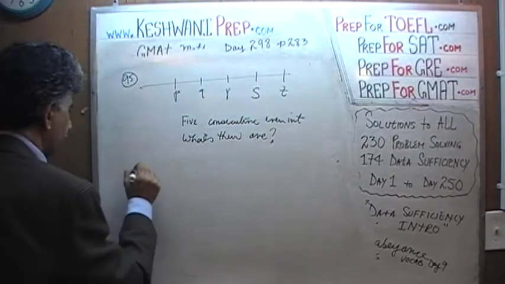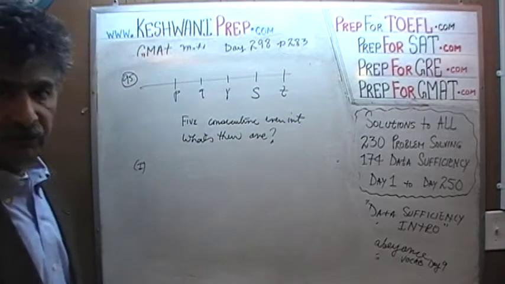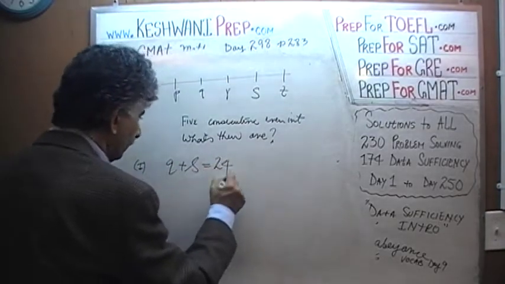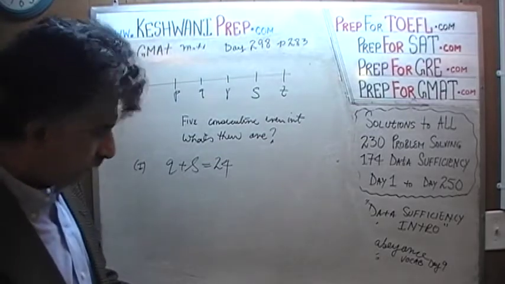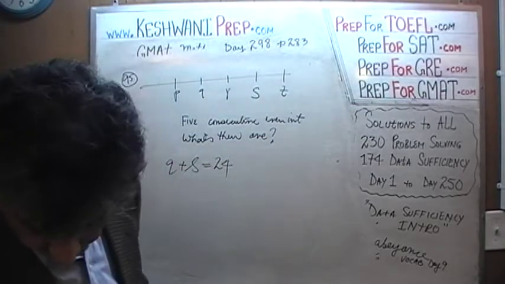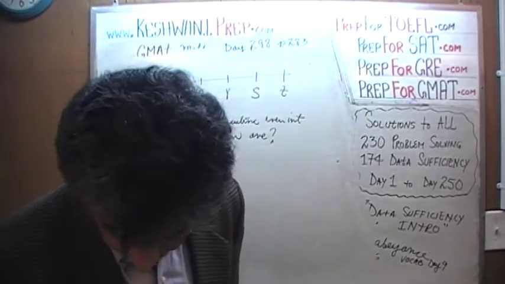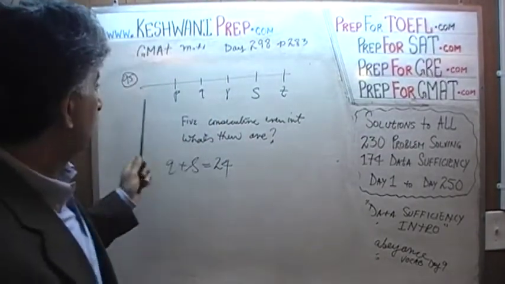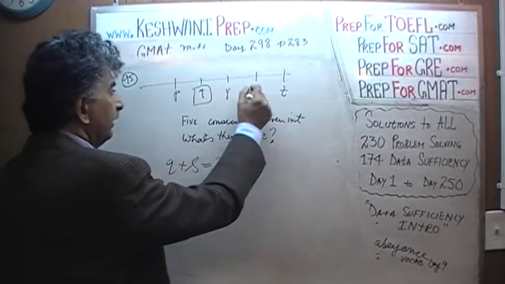Let's see what they tell us. In the first statement, they tell us that Q plus S equals 24. Are they really? That can't be that simple. Q plus S equals 24. I just want to double check. That's exactly what they tell us. Actually, that's pretty straightforward. Look, here is our Q, and right here is our S.